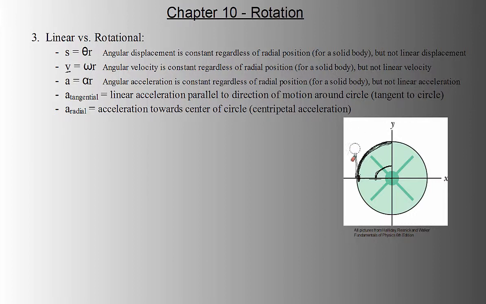The last thing I want to say about this is you can take those two accelerations. You can take your radial acceleration pointing towards the center, and let's say the disk is speeding up and you have a tangential acceleration tangent to the circle. These are the two components of your actual overall acceleration. This is your actual acceleration with a tangential component and a radial component. So keep that in mind.